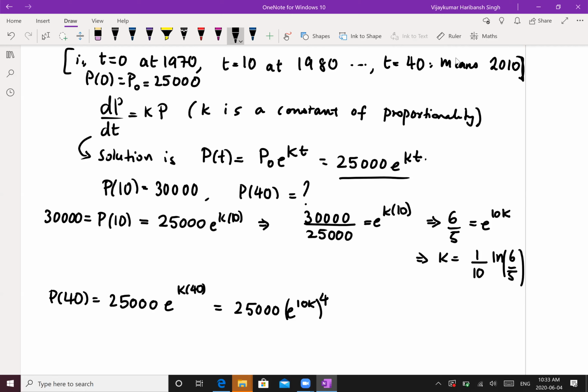So now instead of substituting for k, I will substitute e to the power 10k, because I don't have access to a calculator for the exam. Instead of e to the power 10k, I'm going to substitute 6 by 5. So I get 25,000 times 6 by 5 to the power 4. And you can leave it at that. This is calculator-ready format. Are there any questions, comments so far?